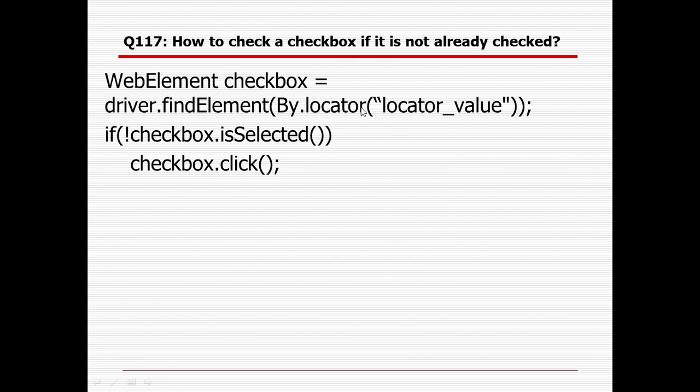Driver.findElement, then By locator and locator value. It can be ID, name, class name, XPath, CSS selector, partial link text, and any kind of locator technique. Then using the reference for the checkbox, if the checkbox is already selected, then you will not click. In case it is not selected, then it will click. In case it is selected, it will not click. That means in case any checkbox is not selected, it will click, otherwise it will not click. So that our objective will be met.